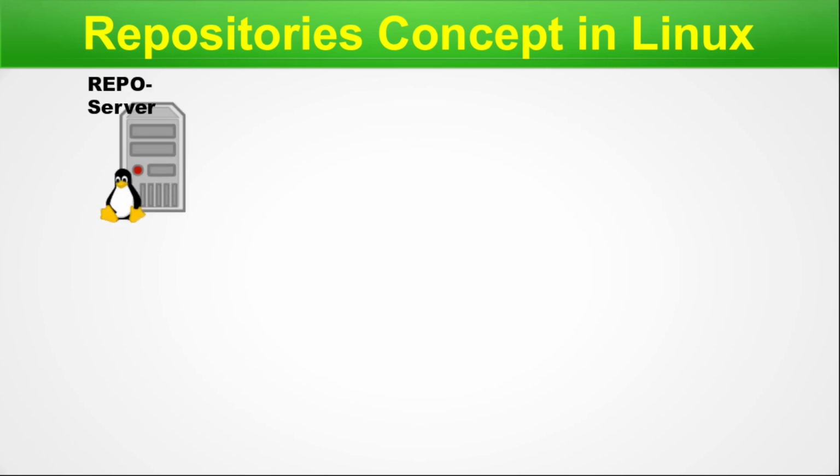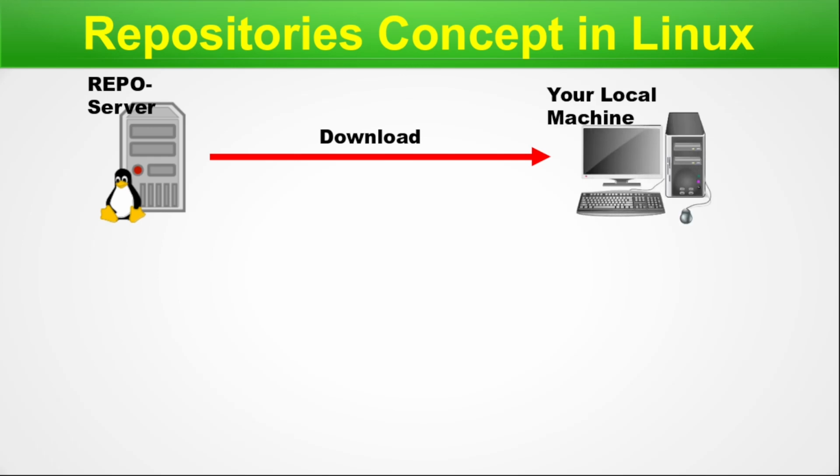Now here, first we have a repository server where all the Linux basic files, all the packages, the installation things, will be there. It is maintained by Ubuntu, or by Debian, or by the Fedora group. All these groups maintain their own repository server, from where you download a copy of Linux onto your local machine.